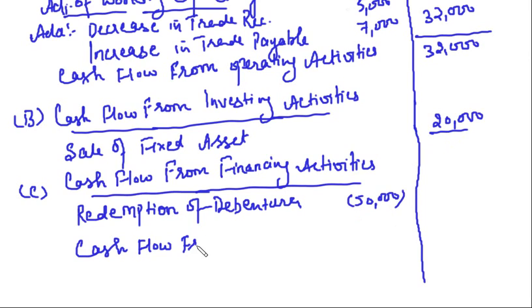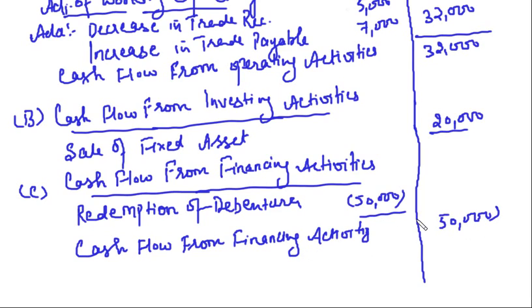I will say cash flow from financing activity is negative 50,000. Clear?